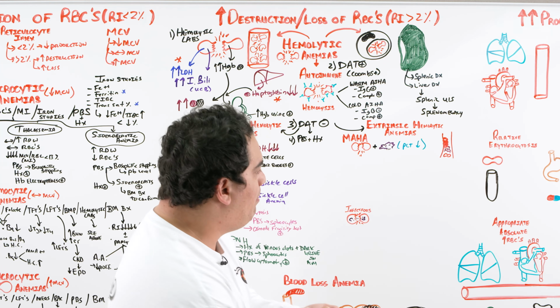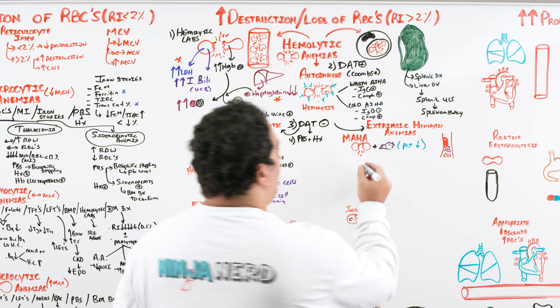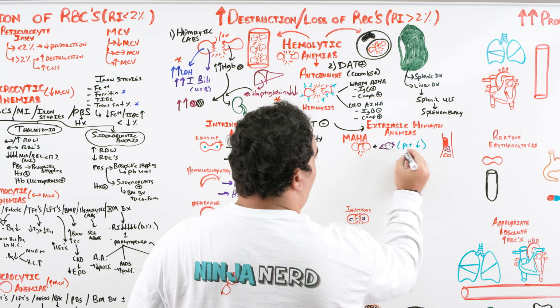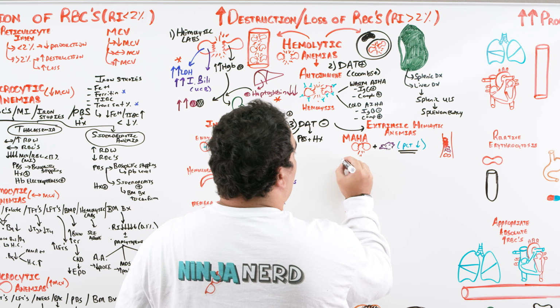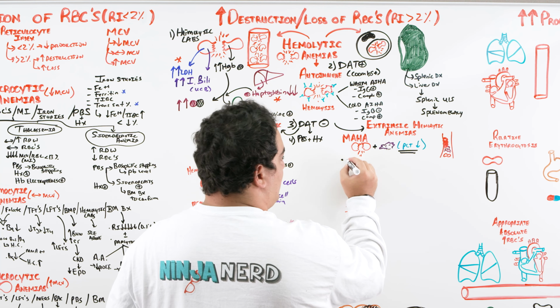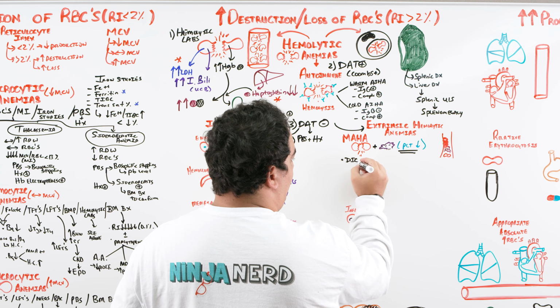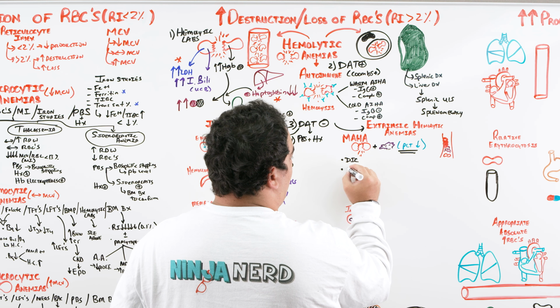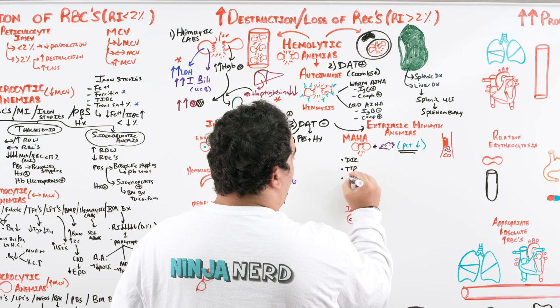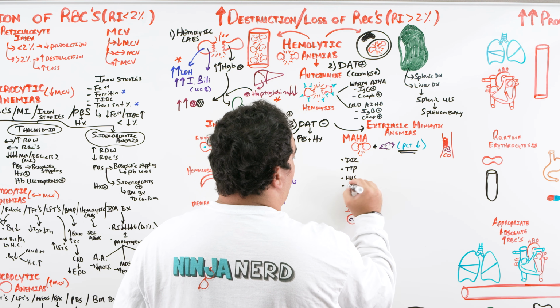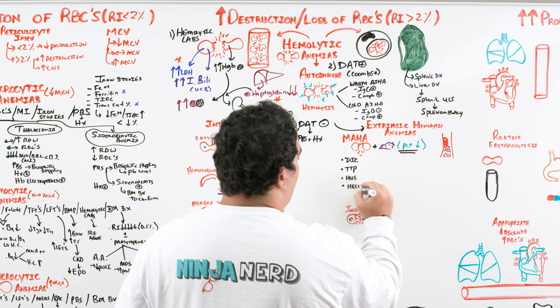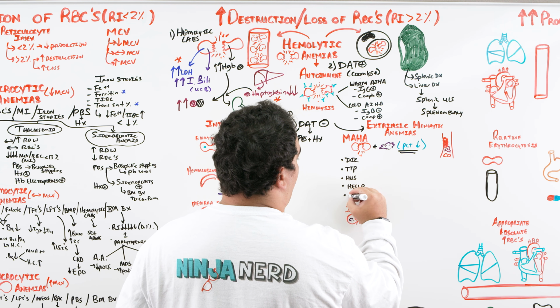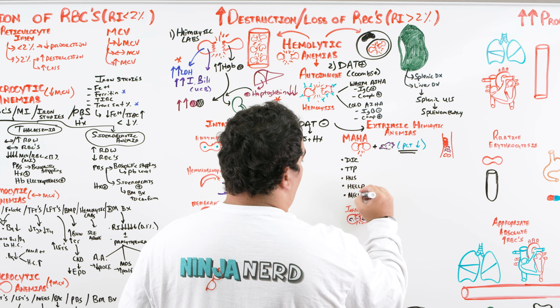So one of the big things to look for in MAHA is there's a couple different disorders. First off, look for the low platelets. Then you want to think about a couple different types of MAHAs. The first one you want to think about is DIC. Then you want to think about something called TTP. Think about HUS. Think about HELLP syndrome. And then lastly, you want to think about some type of mechanical valve.